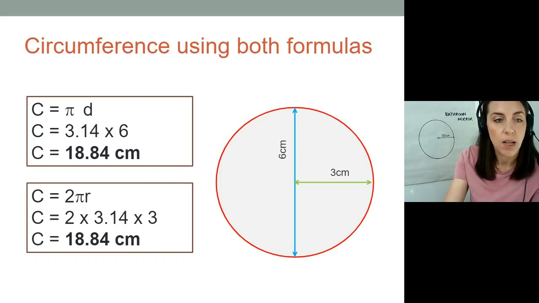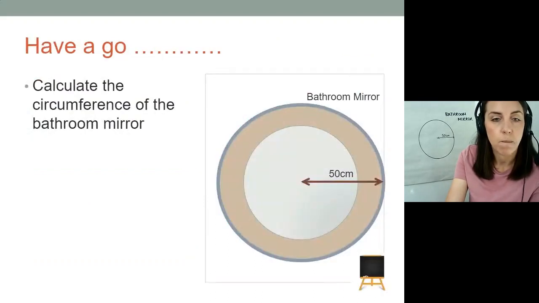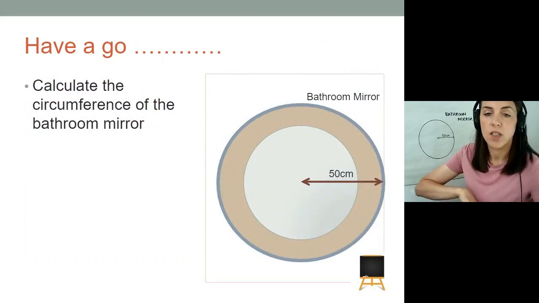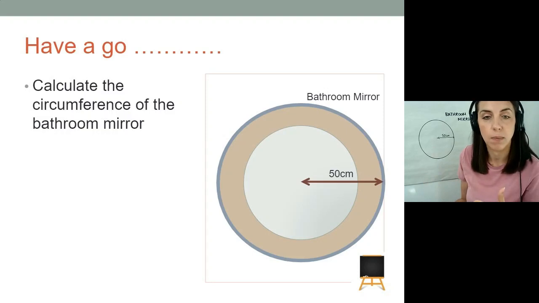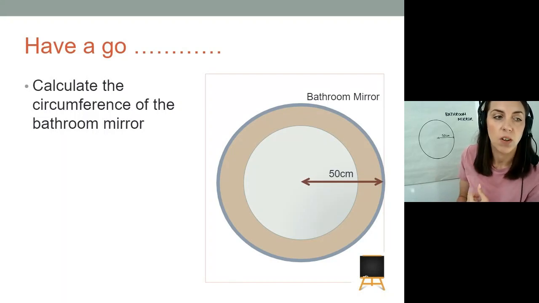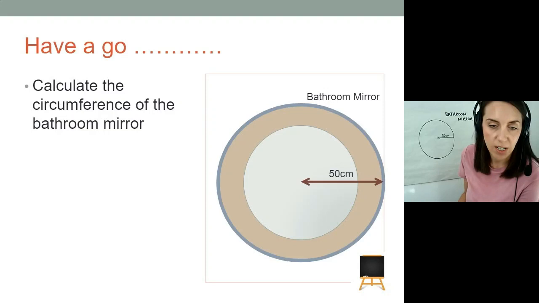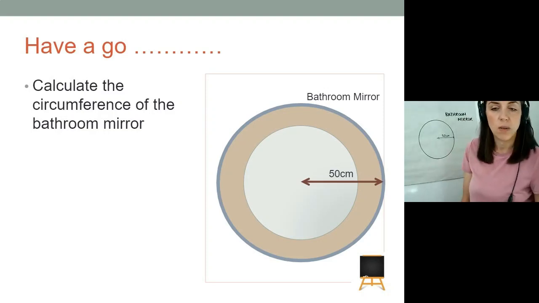So I've got an example now of calculating the circumference of a bathroom mirror. Again, I've used a bathroom mirror because it's a functional example. You normally get examples of day-to-day life things in your exam. So does everybody want to have a go at calculating the circumference of the mirror on the screen? It has a radius of 50 centimetres. I'll just give you a minute or so to have a go at that. Just drop me a chat when you're ready.